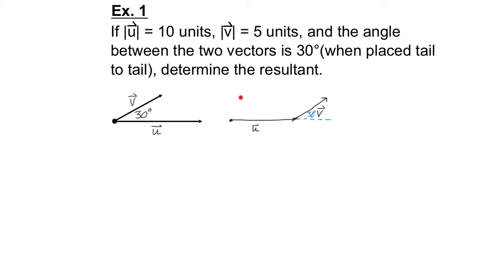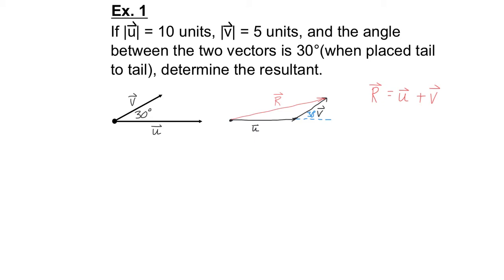This is the diagram I want to use to find my resultant. If I'm adding U and V, I'm starting at the start of U and ending at the end of V. So this is what it looks like. I'm going to use R to be the resultant of U plus V. So vector R is this red arrow here. That's the vector that I want to figure out.